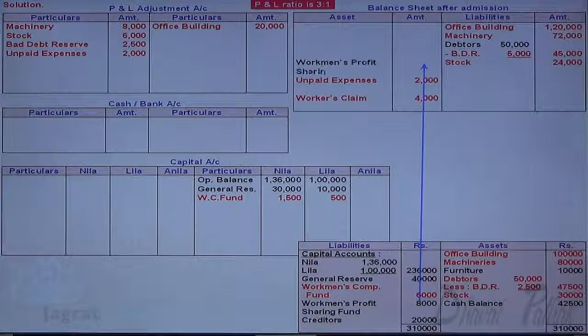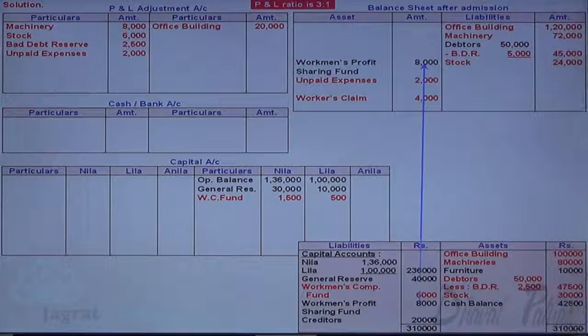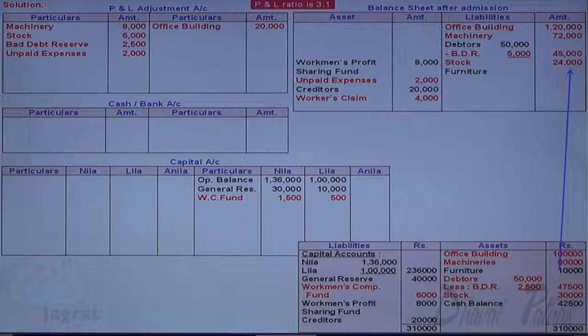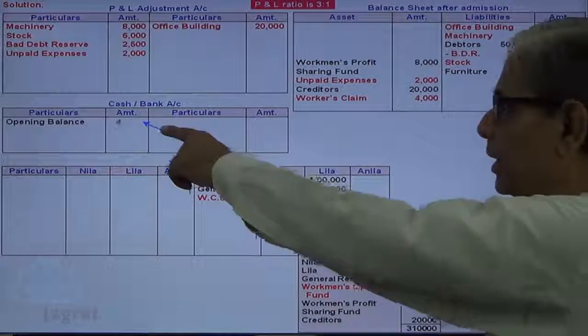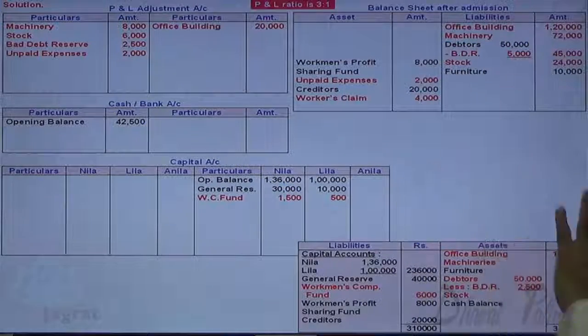Workman compensation fund is as it was in the old balance sheet. Creditors, same value will be recorded in the balance sheet. Furniture appears at 10,000 in the balance sheet after admission because it is not subject to revaluation. Cash balance will appear here. Now the details of the balance sheet are done.